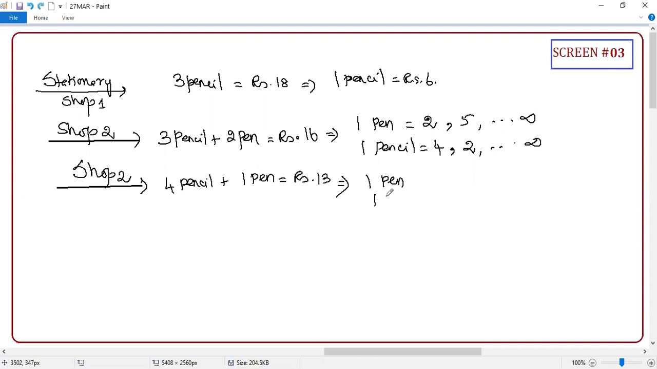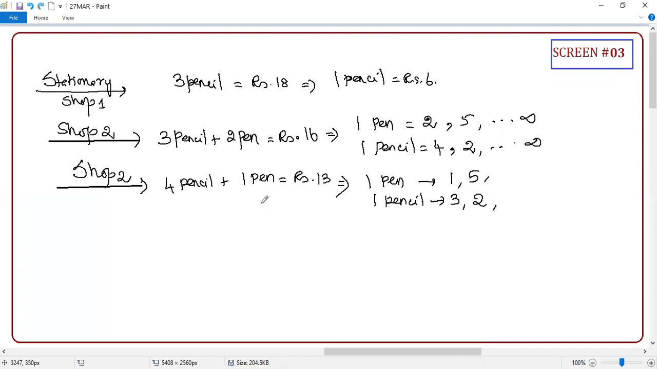One pencil is 3 rupees, and 1 pen is 1 rupee. Okay. Then any other combination? Pen is 5 rupees, pencil is 2 rupees. Will it work? Yes, sir. Give me one more possibility.